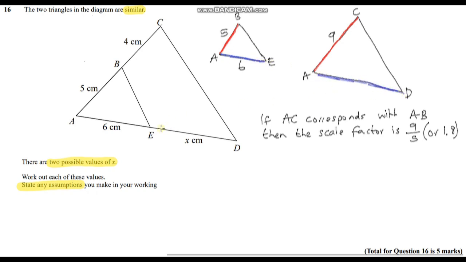And now we can work out what AD is. AD is just going to be 1.8 times 6, and that gives us, I think, 10.8. Let me just verify that on the calculator. 1.8 times 6. Yep, 10.8. 10.8 centimeters. Now we know that AE is 6 centimeters.